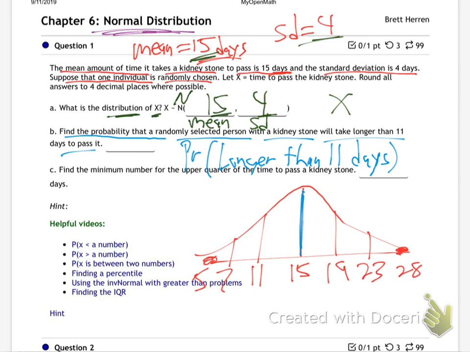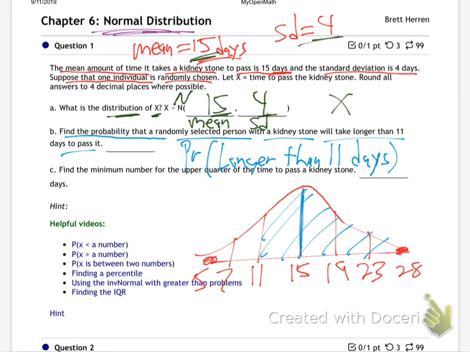The calculator will tell us. But I just want you to know ballpark. It's got to be less than 50 that are 19 or more. How many are 11 or more? 11 or more would be all of this. It's got to be more than 50%. Do you feel that as we dive in? The answer has to be more than 50%, because 11's quicker. Right? 11 days is quicker than the average. If you're saying how many people take longer than 11 days, most people do. Because half the people take more than 15 days.